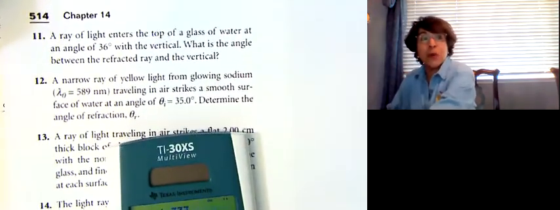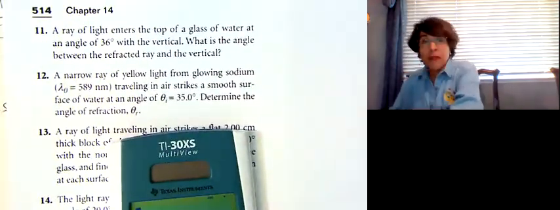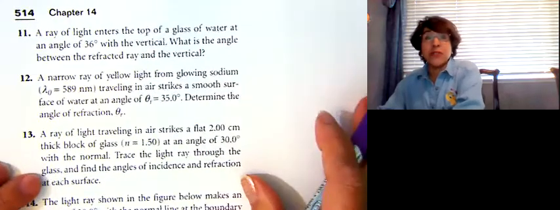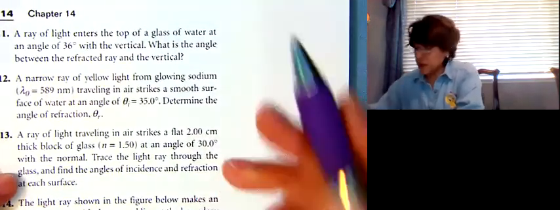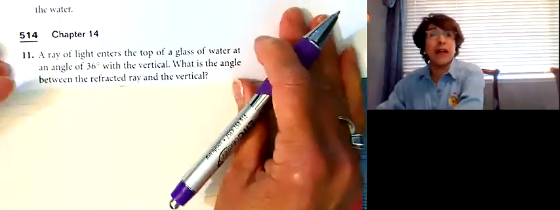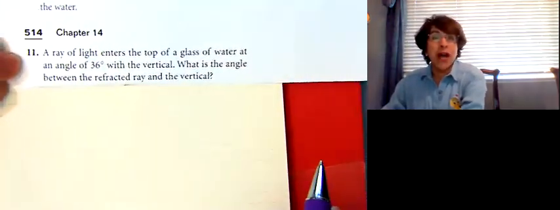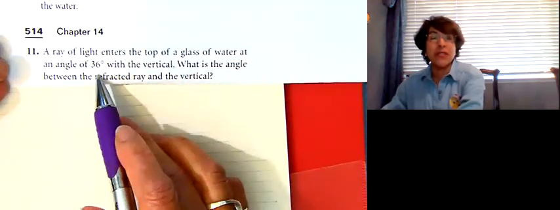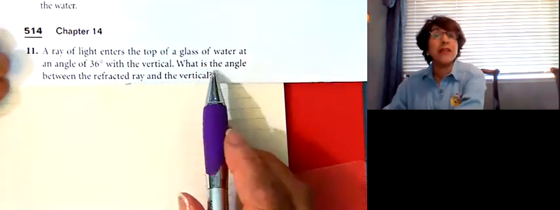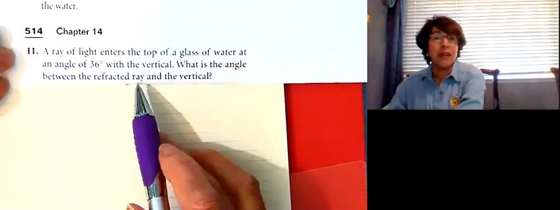All right, let's take a look at the next one, number 11. A ray of light enters the top of a glass of water. Same kind of problem here. A ray of light enters the top of a glass of water at an angle of 36 degrees with the vertical. What is the angle between the refracted ray and the vertical?